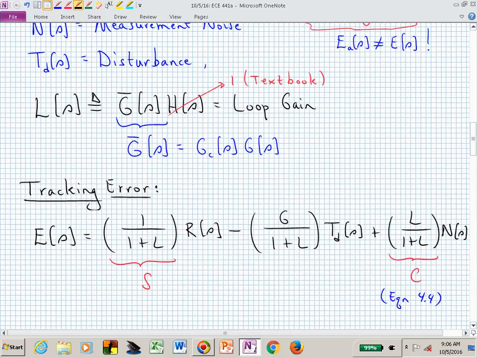And what I want to do now is try to unpack where this is coming from. This is our tracking error, the difference between the reference input and the output Y. And obviously it has three different parts, coming from the three different inputs: our reference input, our disturbance, and our noise. And we'll talk about S and C in a little bit.